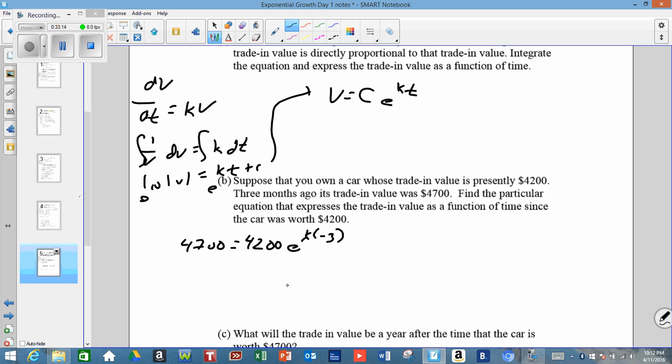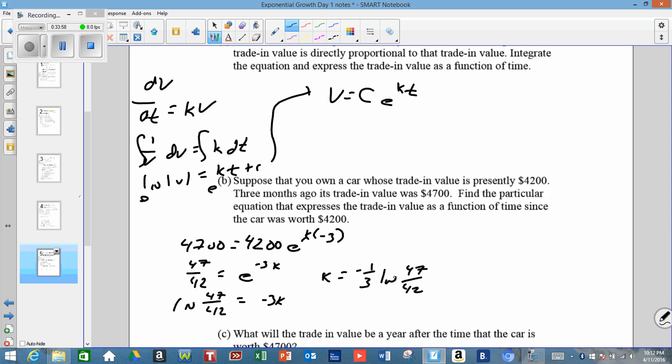So this is k times -3. Now to solve for k, because we have to get the rate, divide both sides by 4,200. See, the two zeros are going to cancel out, so we're going to get 47 over 42 equals e to the -3k. Natural logging both sides is going to give us -3k. And then solving that for k, we'll divide by -3 or multiply by -1/3, which is probably better. So k is -1/3 natural log of 47 over 42.